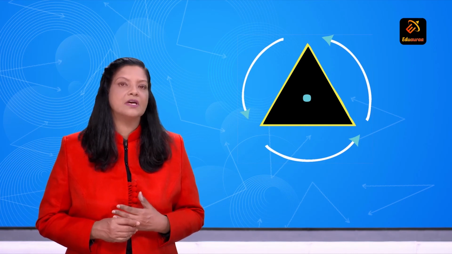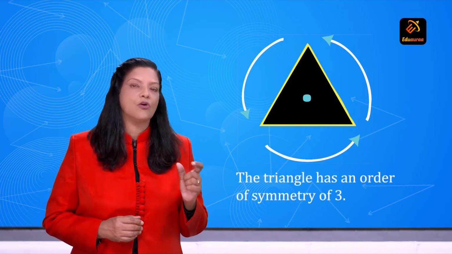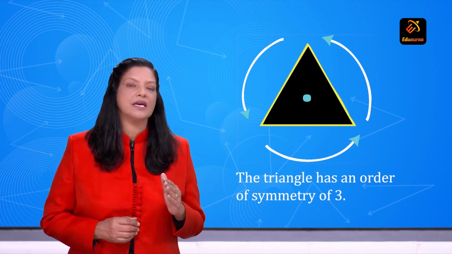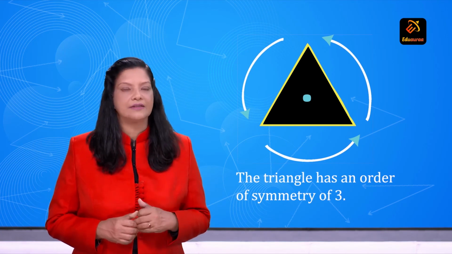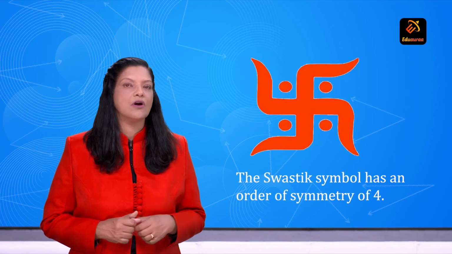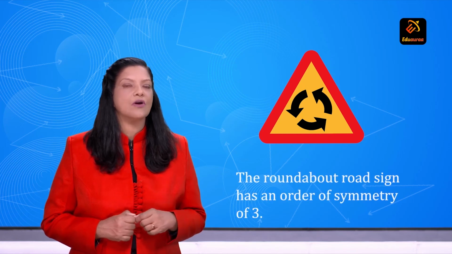Let us see the rotational symmetry in some common shapes. The triangle has an order of rotational symmetry of 3, but we have to take an equilateral triangle. You are aware of the swastik symbol? It has an order of symmetry of 4. The roundabout road sign has an order of symmetry of 3.